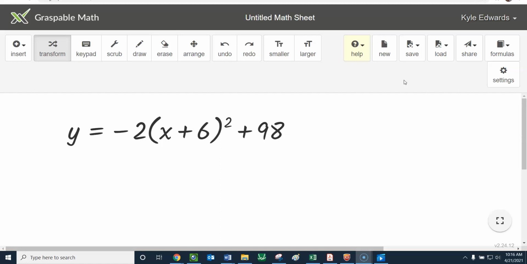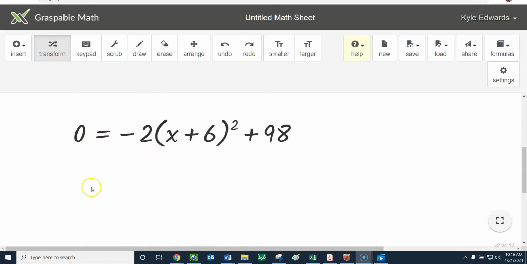Okay, x-intercepts. Let's remember that. To find an x-intercept, you need to make y zero. Okay, so I turn this y into zero. Now we're solving for x. How do we solve for x? We get x by itself. I'm probably going to have to use the square root property. But the order we go in matters, right?